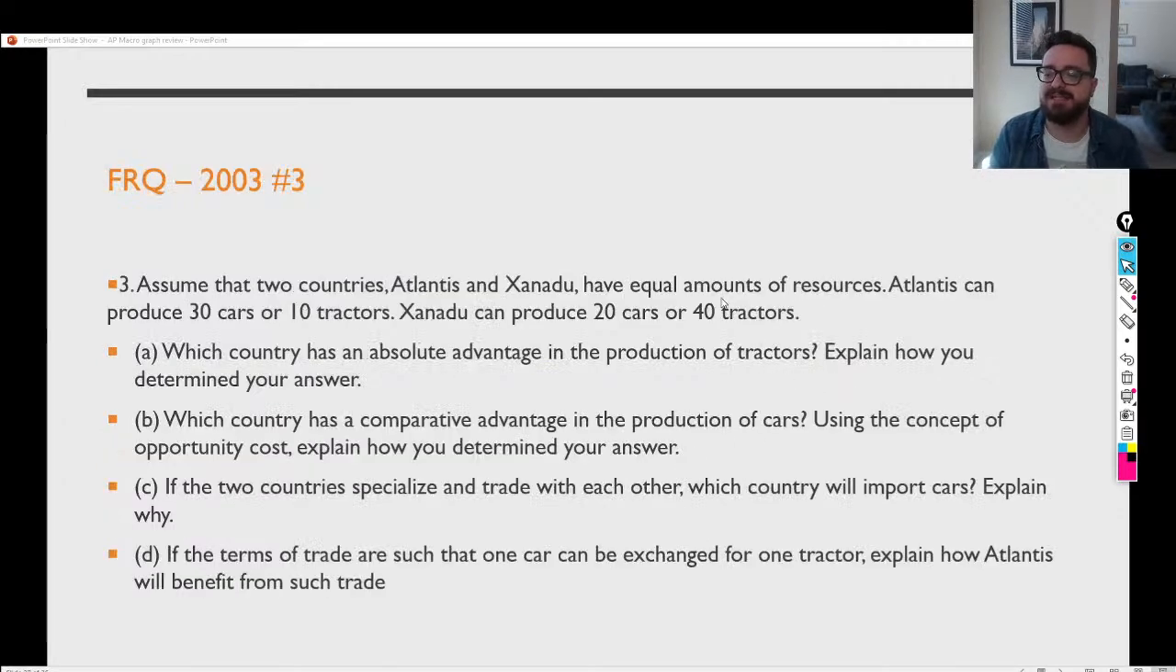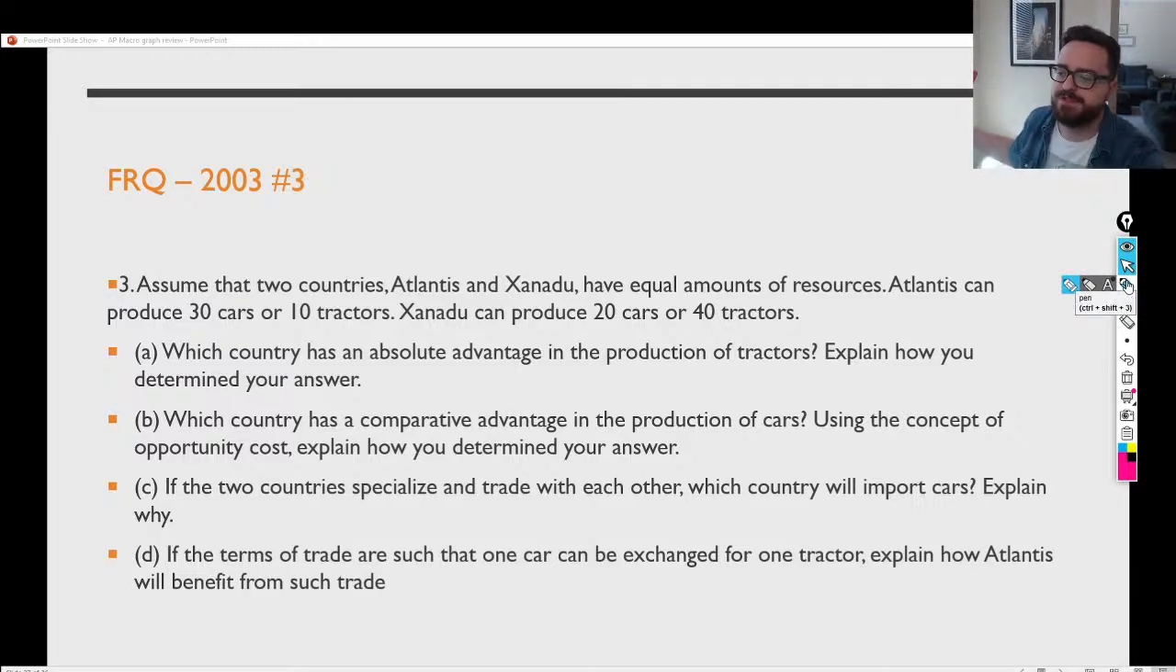So here is the FRQ that they've done with this. They've done a bunch of them, but this is just the simplest one, I think. We've got 2 countries, Atlantis and Xanadu. They have equal amounts of resources. Atlantis can produce 30 cars or 10 tractors. Xanadu can produce 20 cars or 40 tractors.